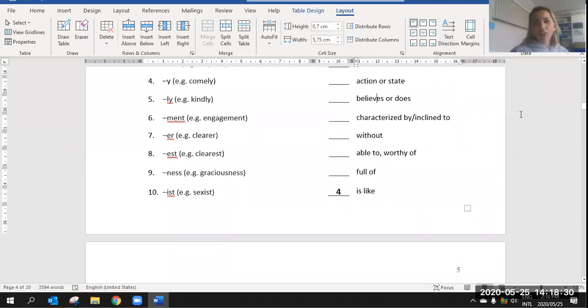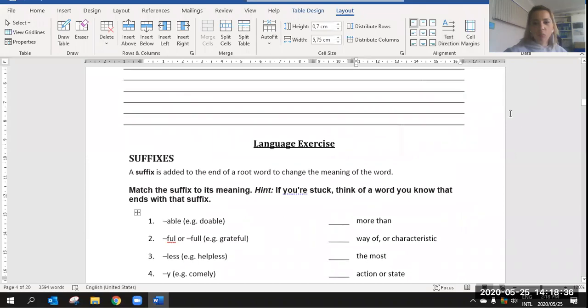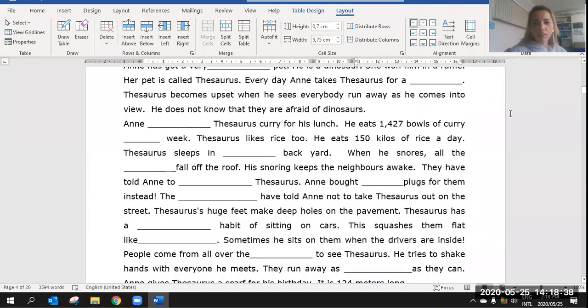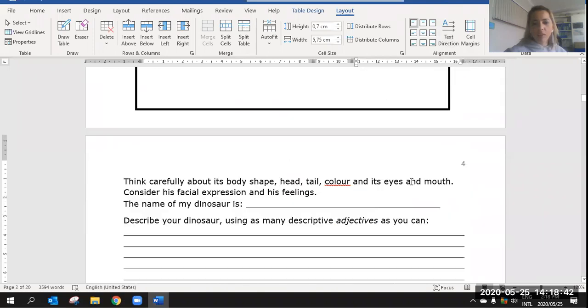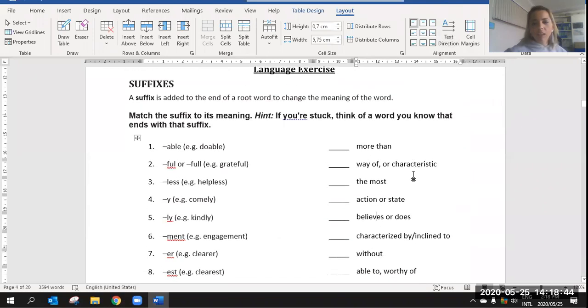This is our third video about the work that you've been doing at home. We're going to be looking at this next exercise that you had in your module that came after the one where you had to complete the words in the text about the dinosaur. And this was a language exercise about suffixes.